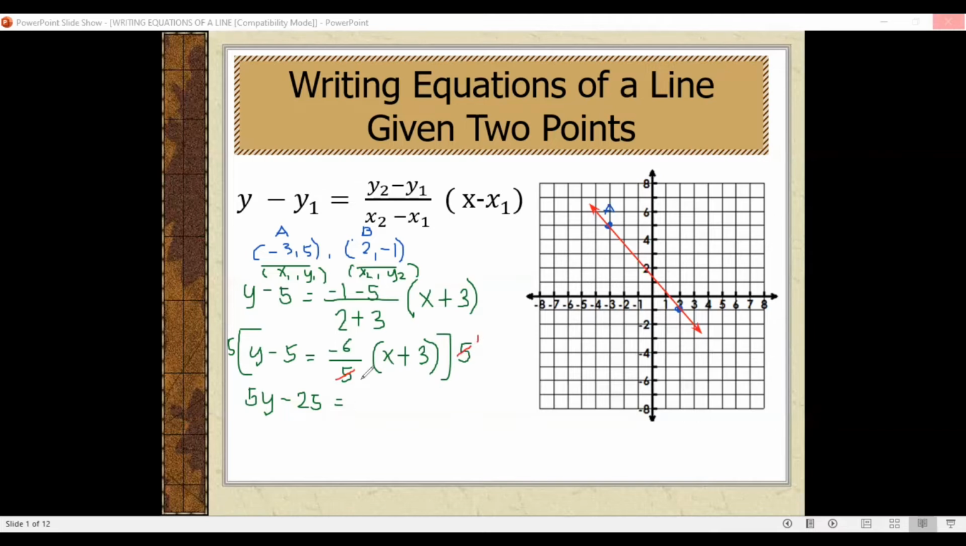Okay, so therefore what will be left is just the -6, and that has to be distributed to your x plus 3, or the quantity x plus 3. So this will now give us a result of -6 times x is -6x, and the -6 with the 3 is -18.